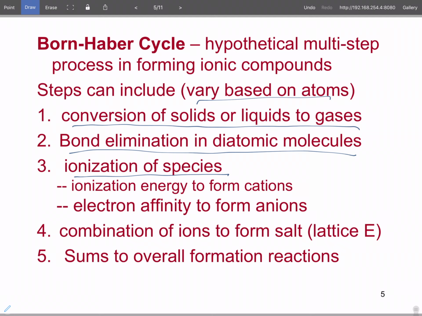So in order to form cations, you use ionization energy. If you need to form anions, it's electron affinity. And you're going to combine the ions to form the salt, which is the lattice energy. So the net effect is all these previous things will sum to give us the overall formation reactions.